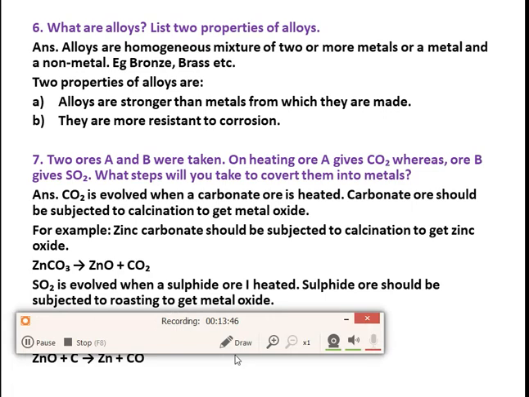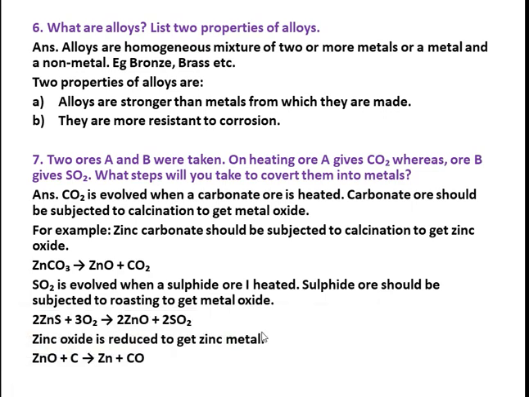What are alloys? Write 2 properties of alloys. So what are alloys? This question is from your chapter Metals and Non-metals. Alloys are a homogeneous mixture of 2 or more metals or a metal and a non-metal. Suppose I have metal number 1 and metal number 2, when they are combined together, we can get alloys.